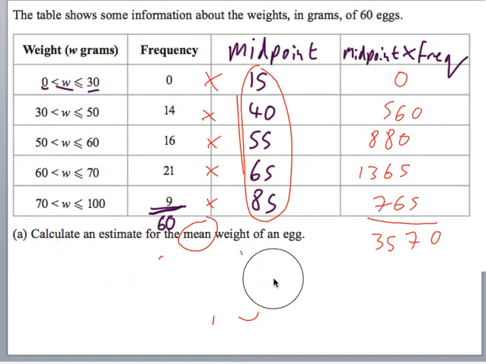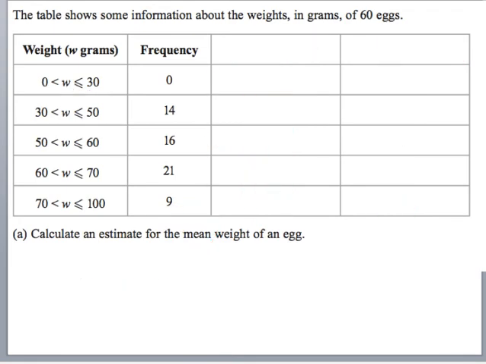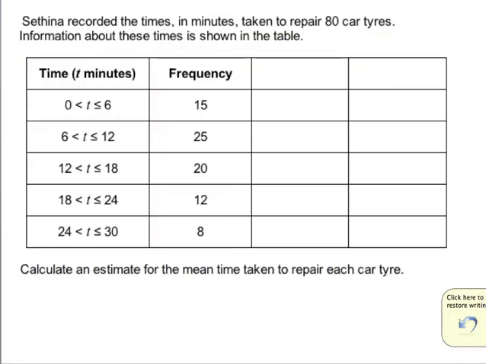So in this case, our estimated mean is going to be the total of the midpoint times frequency column, 3570, divided by our total frequency, which is 60, and that gives us an answer of 59.5. So in this case, the mean weight of an egg is 59.5. I mustn't forget grams.